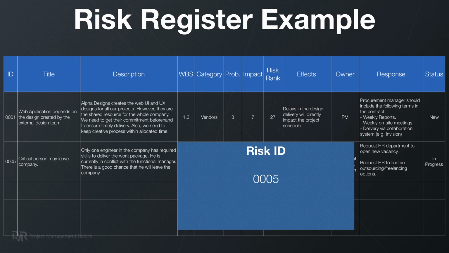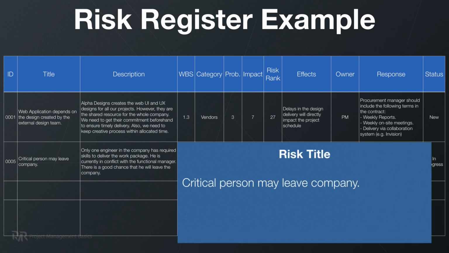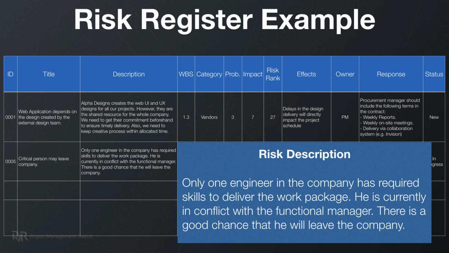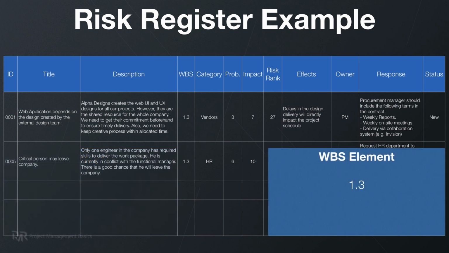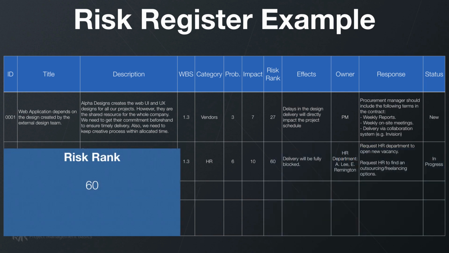Okay, risk ID here is 0005. Title: critical person may leave company. Description: only one engineer in the company has required skills to deliver the work package. He is currently in conflict with functional manager. There is a good chance that he will leave the company. Effect of this risk is that delivery will be fully blocked. WBS element 1.2, mobile application. Category, it's human resources, so HR here. So probability 6, impact 10. So if you use grades from 1 to 10 for qualitative risk analysis, you can also derive the risk rank. Risk rank here is 60.